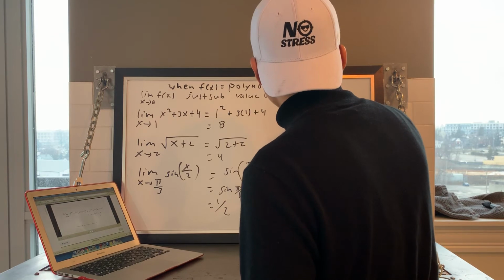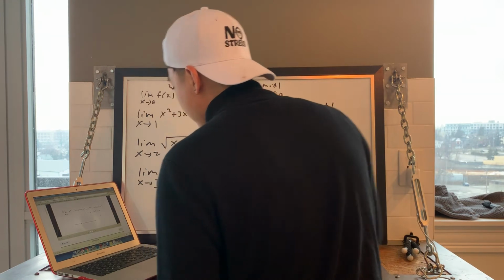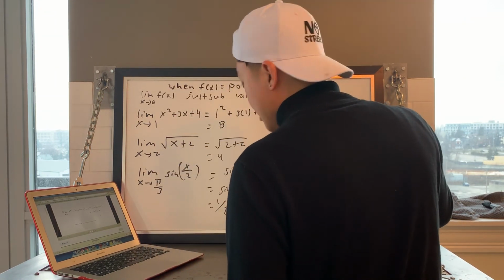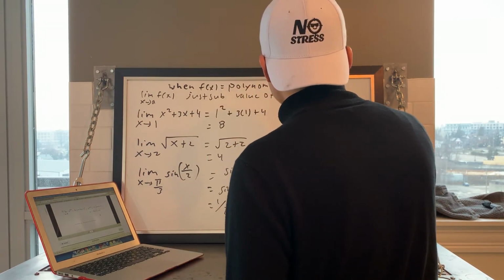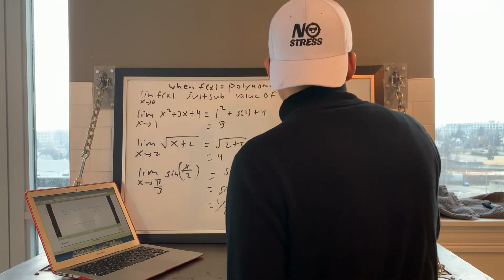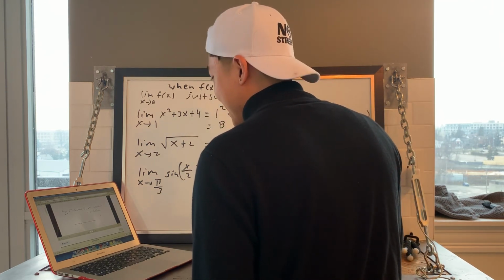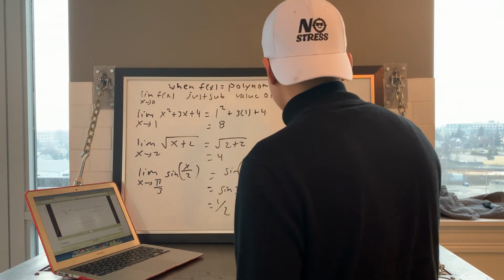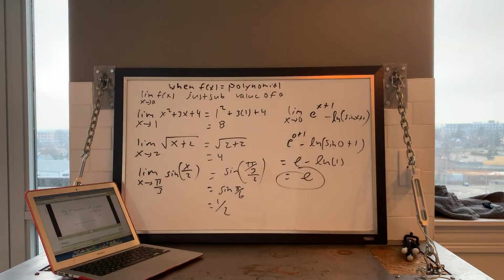The limit as x approaches 0 of e to the x plus 1 minus ln of sine x plus 1. So you have e to the 0 plus 1 minus ln of sine 0 plus 1, which equals e minus ln 1, which is equal to e. Because ln 1, or log of 1, is going to be 0, since anything to the power of 0 will give you back 1. So that wraps up limits for this video series.